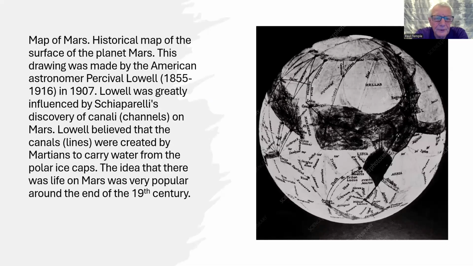So, this is Percival Lowell. This is a more detailed map. There he's put in what are called the albedo features, which means they're darker than the surrounding areas. But he's also put in his canals.